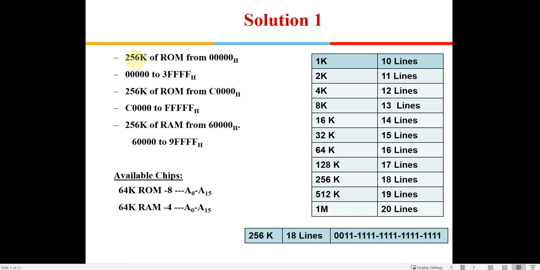Now if you see, 256 kilobytes of ROM is required, which is starting from 0. So 256K requires 18 lines, right? These 18 lines are 4, 4, 4, 4, which is 16, and then 2. So these many lines will be required. If you see, this is all FFFF, and this is going to be 3, right? So the total memory will be starting from here, and the 256 kilobytes of memory, the address is going to end here.